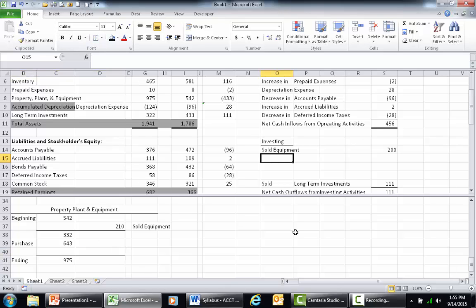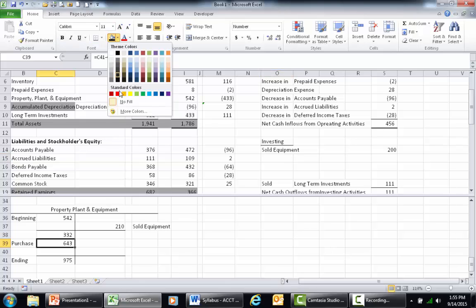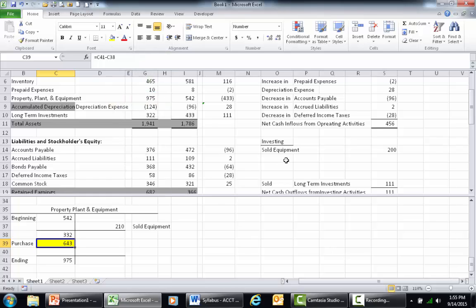Now we go back up here into the investing section and we're going to record that hidden purchase that we just calculated. Now we don't know whether it was property, plant, or equipment because the title has all three, so we're just going to put purchased property, plant, and equipment. And we're going to bring that number over and we're going to make it negative because that represents a cash outflow.